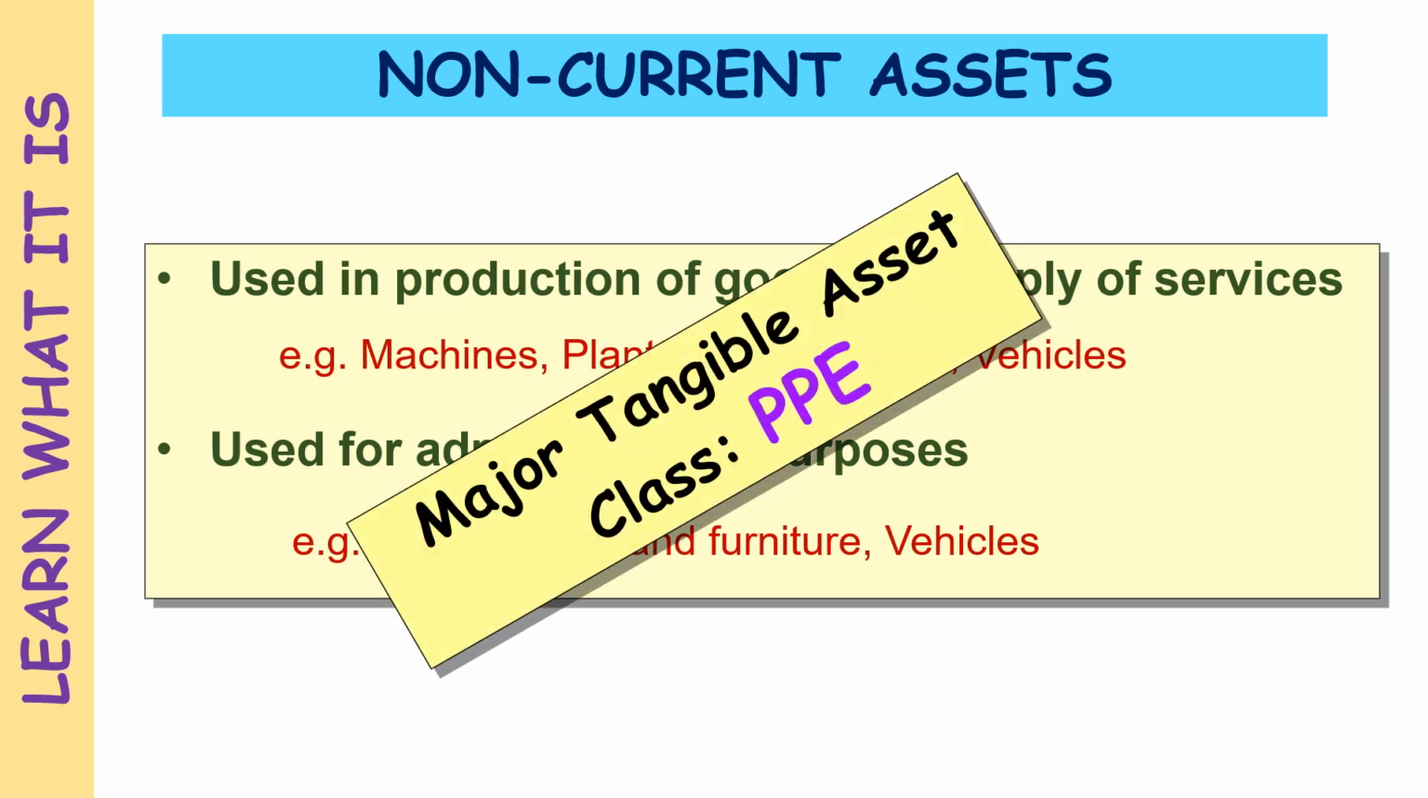A major part of non-current assets is the tangible non-current assets. Now these are assets that we can see and touch. A major part of the tangible assets is property, plant and equipment, known as the PPE. So let's look at what PPE is.